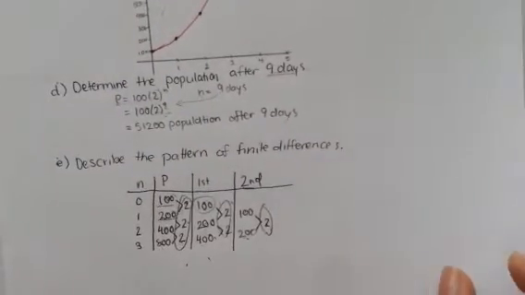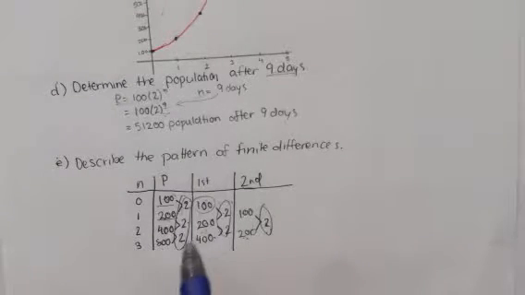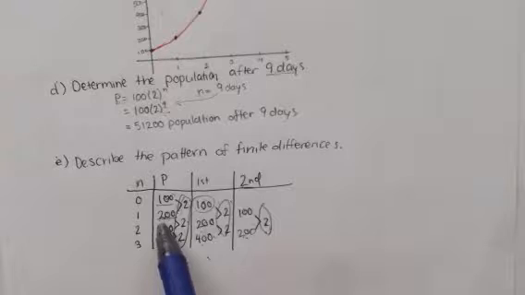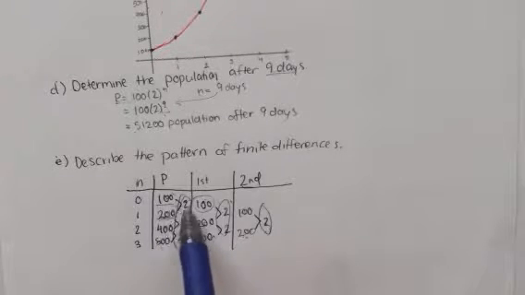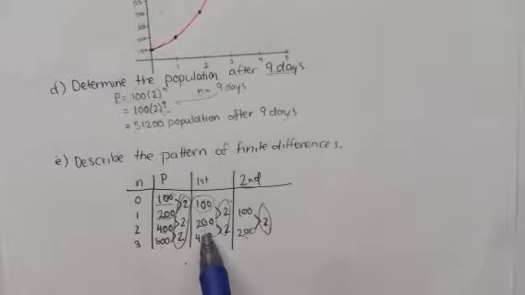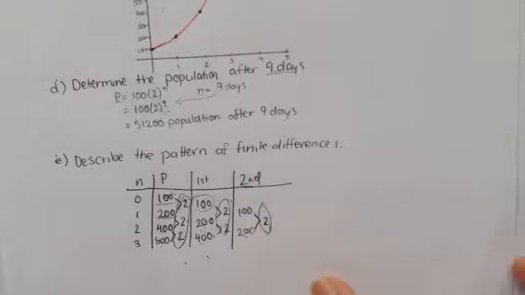The next question says, describe the pattern of finite differences. We just made a table of values again and find the first and second difference of the values. You don't really see a pattern, but when you start dividing the numbers, 200 divided by 100, you get 2, and 400 divided by 200 is 2. Even on the first differences, 400 divided by 200 is 2, and 200 divided by 100 is 2. So that is the pattern of finite differences.